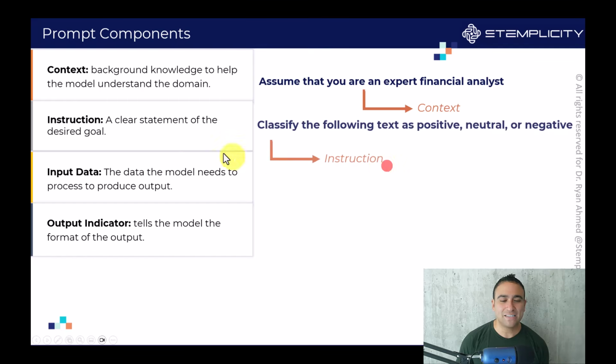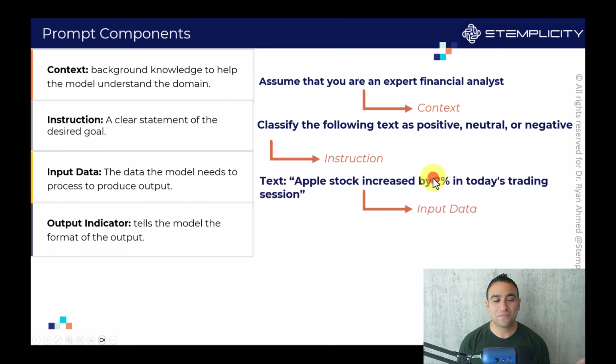What we do next is we give it clear instructions. Think of it as a clear statement of the desired goal. For example, you can say, classify the following text as positive, neutral, or negative. Afterwards, we're going to give it input data. And this is the data the model needs to process and produce the output. For example, you can say Apple stock increased by 2% in today's trading session.